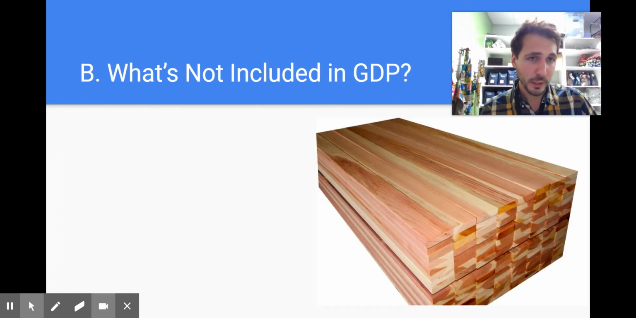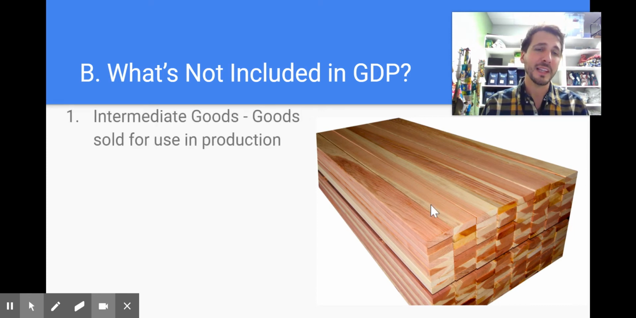What is not included in GDP? What's not included is a lot of things. Intermediate goods are not included. So if I buy this lumber, for example, because I'm going to build a house, well, I don't count GDP when I buy the lumber.